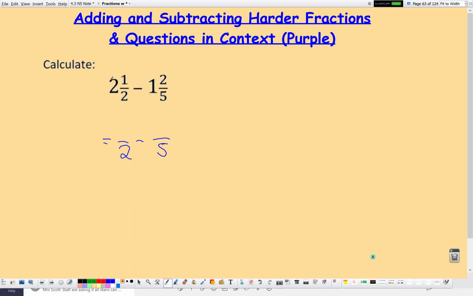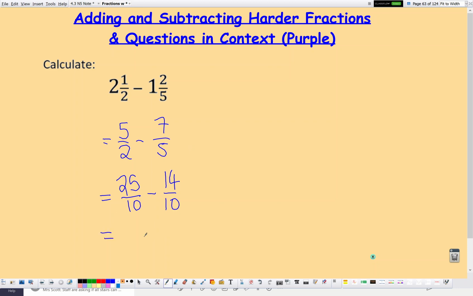What is the numerators? 2 times 2 is 4 plus 1 is 5. 5 times 1 is 5 plus 2 is 7. 5 halves take away 7 fifths. Right, now we need to get denominators to match and then go through our process. Lowest common multiple of 2 and 5 is going to be 10. What have I done to 2 to multiply it to get to 10? I've multiplied by 5, so I need to do the same in the top, 25 over 10. What have I done to 5 to get to 10? I've multiplied by 2, do the same in the top, 14.